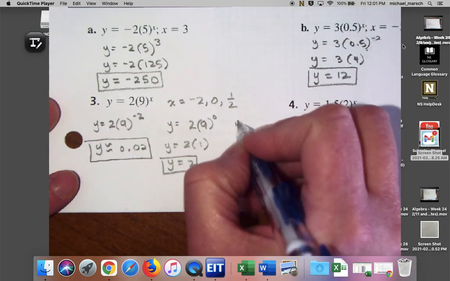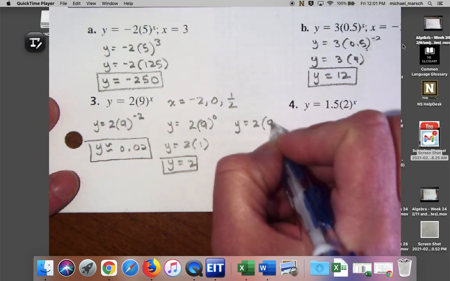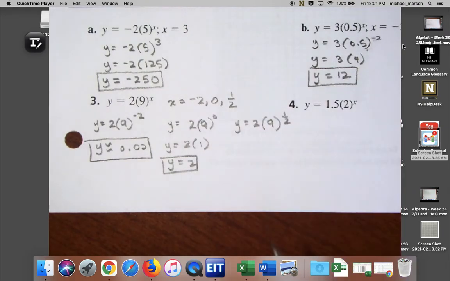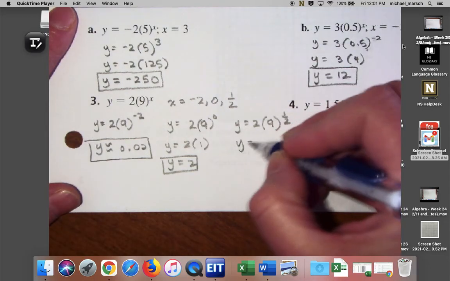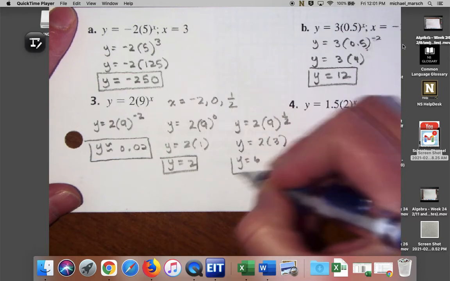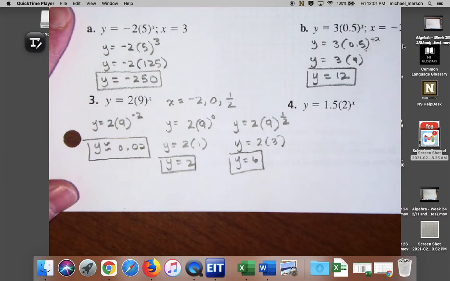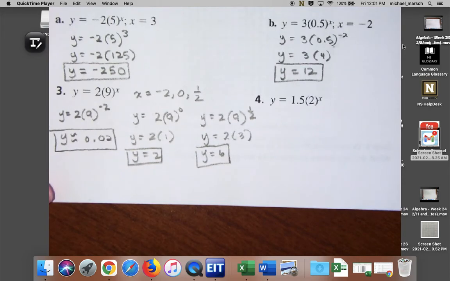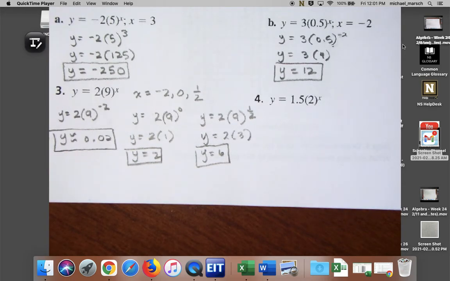And then our last one, y equals 2 times the quantity 9 raised to the 1/2. So I'm going to do 9, x to the y, 0.5, and I end up with y equals 2 times 3, y equals 6. How are we feeling about using a calculator? Everybody feel pretty savvy, the order and everything?